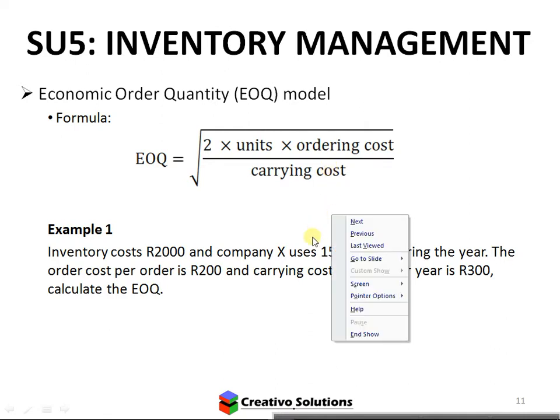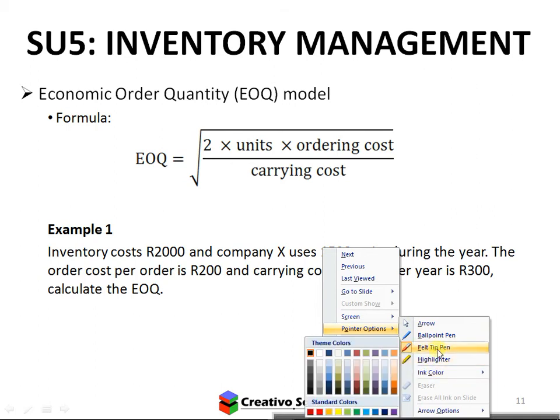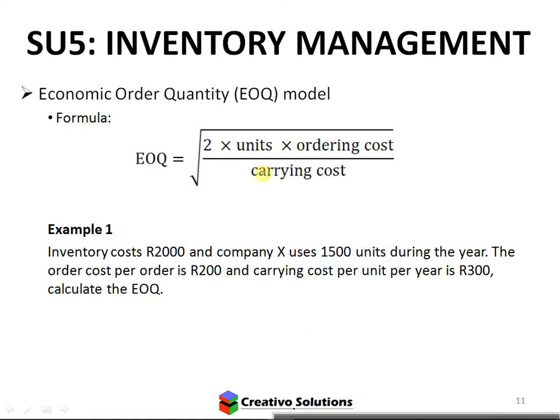There's the formula. I've tried to keep it simple. I know some textbooks use mathematical variables to highlight what they're trying to work out. I've just put it in simple English terms. EOQ is 2 times the units demanded, or purchased, that are required for the business to operate. The ordering is the cost placed for each order, and the carrying is the cost for each item.